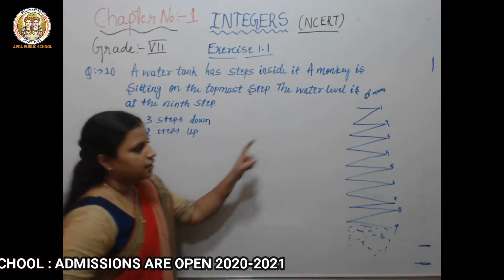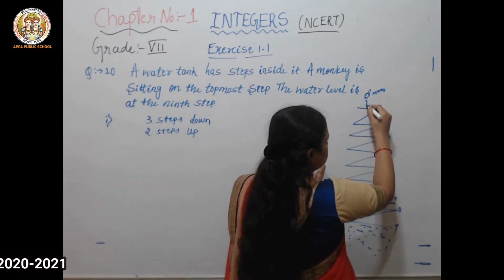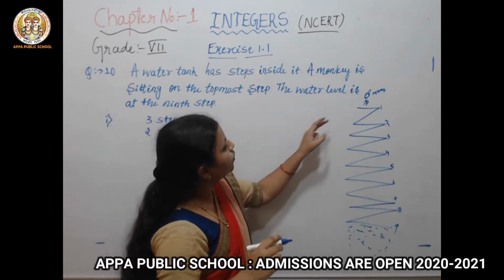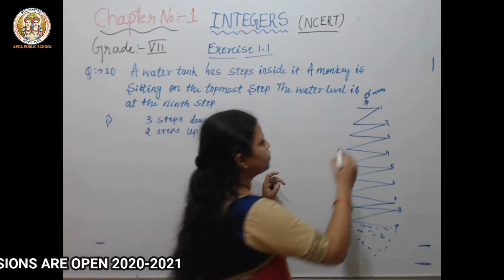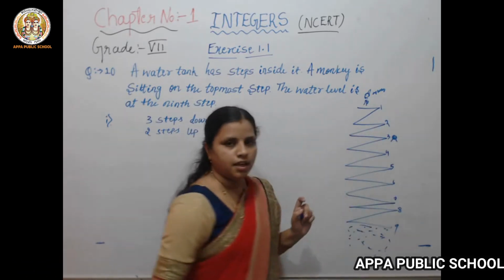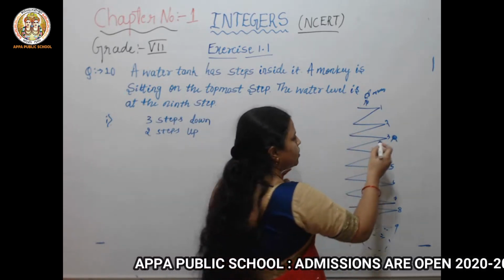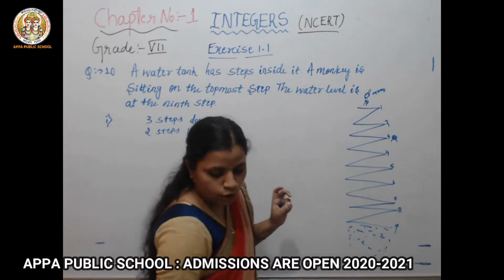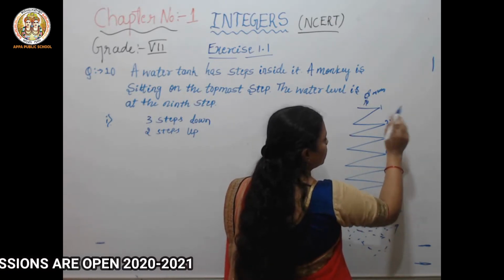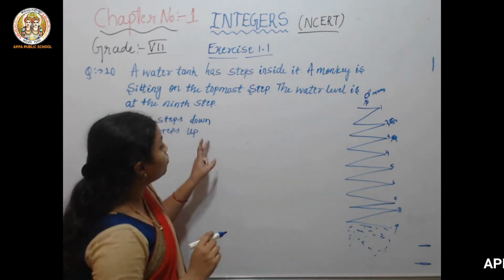See, I'll explain here. In the first jump, the monkey, actually it is here, moves 3 steps down: first, second, third. After the first jump, the monkey is here. Again, the monkey jumps back, back means reverse, so 2 steps up: 1, 2. Now after the second jump, the monkey is here. Please understand the question carefully.